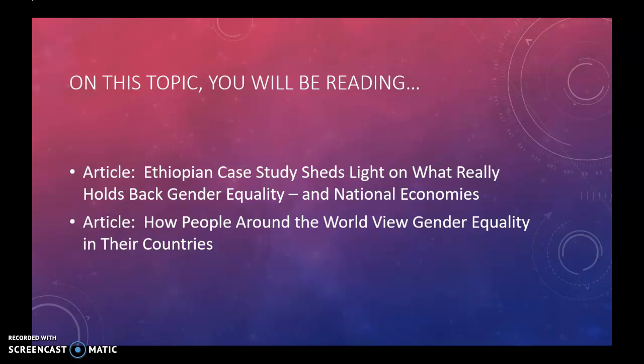So for these readings, you'll be taking a look at how laws in Ethiopia have been changed so that there is more gender equality in the country. When it was discovered that the laws there perpetuated inequality, the laws were actually changed to raise the minimum age of marriage from 15 to 18, to give women a greater say over marital property, and to remove the ability of one spouse to deny the other spouse the ability to work outside the home. And in that second article, you'll be looking at how people in different countries view gender equality. This takes a look at how biases are holding some countries back.